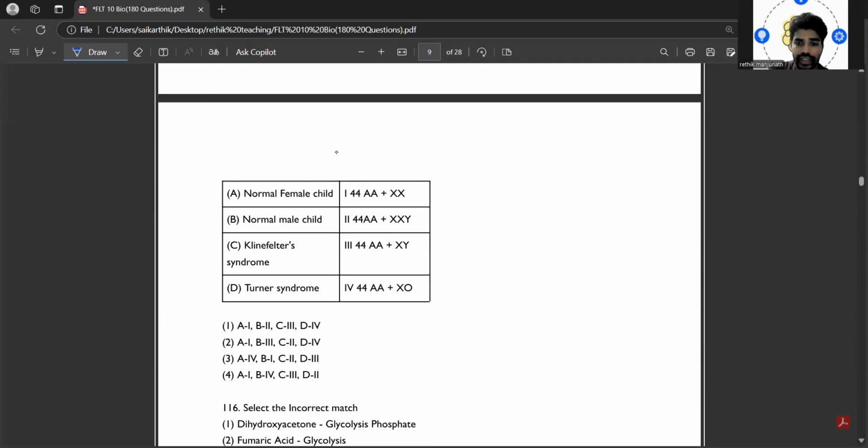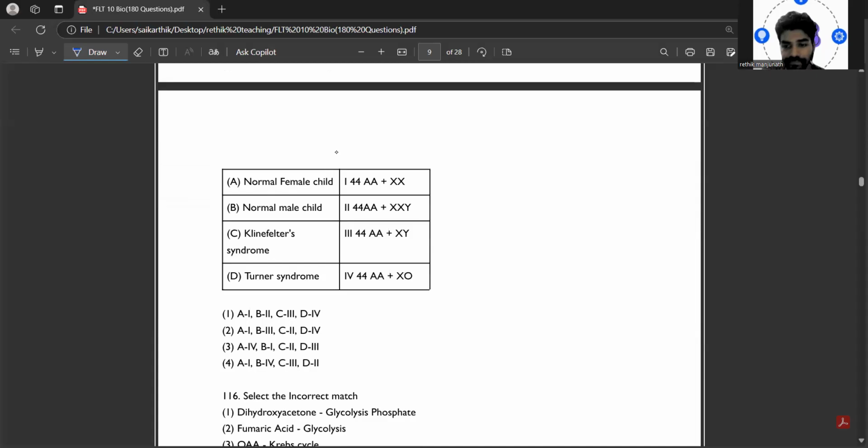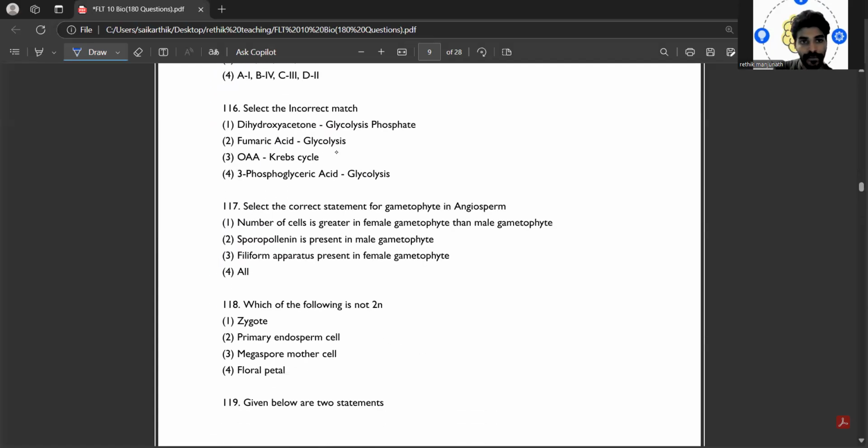Select the correct match. Normal female child, this is correct. The normal male child, what will be the number? So it will be this. Then Klinefelter syndrome will be related to this. Turner syndrome is correct. So this is the correct option.